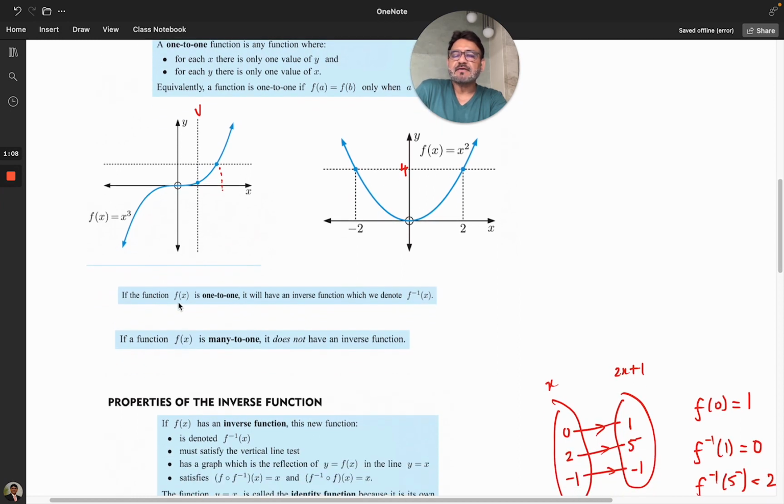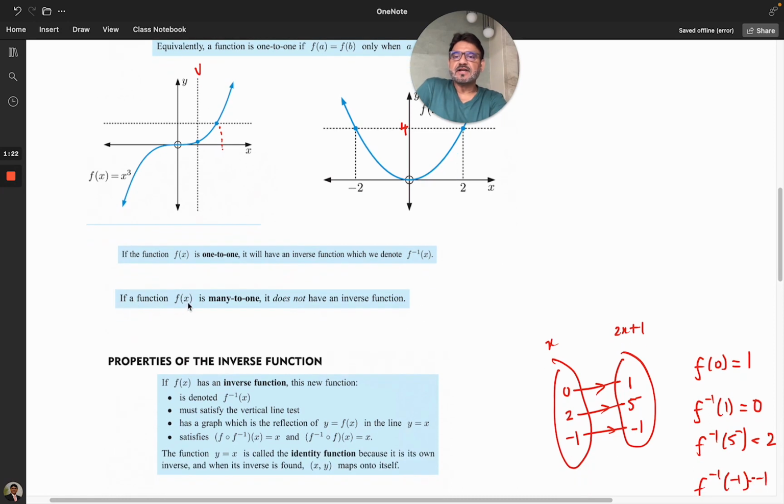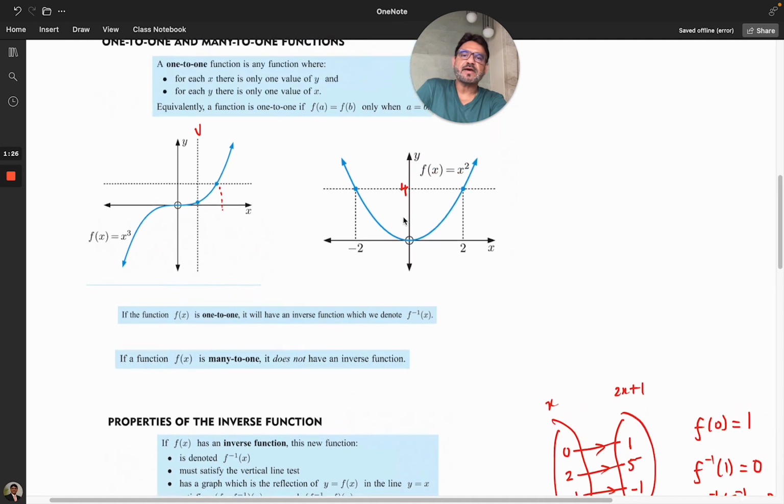If the function f(x) is a one-to-one function, it will have an inverse function which we denote f raised to minus 1 of x. Remember, unlike indices, please don't write this as 1 over f(x). If a function f(x) is a many-to-one function, it does not have an inverse. So remember, y is equal to x square will not have an inverse. You have to restrict the domain for it to have an inverse.